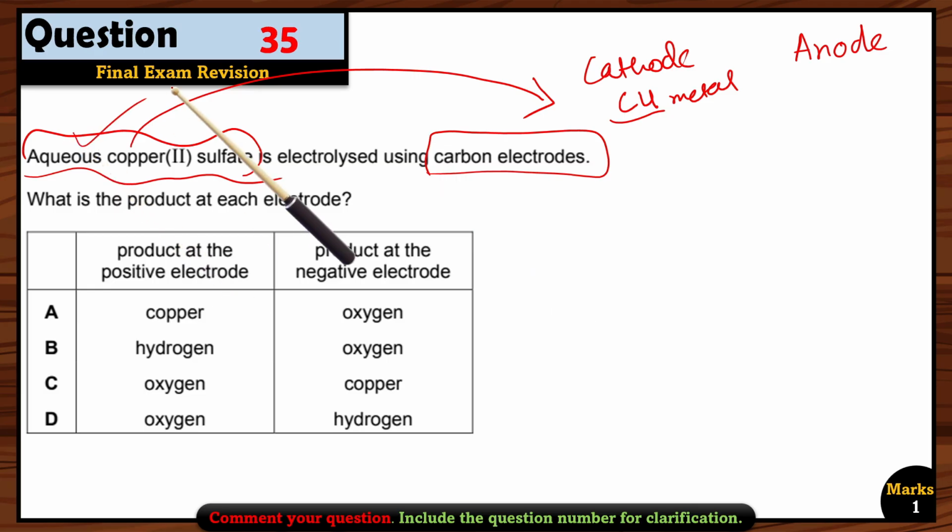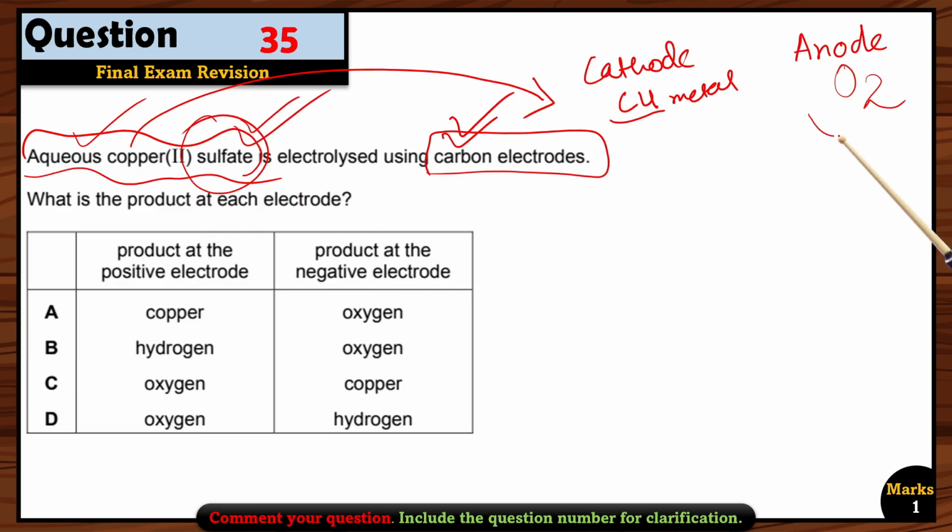Now we have aqueous copper sulfate. So at the anode, you are going to get oxygen. Why oxygen? It is not mentioned whether it is dilute or concentrated. So how did we decide oxygen? Whenever you see the word sulfate with copper, oxygen will be the product at the anode. Even if it is dilute or concentrated, the product will always be oxygen if we have carbon electrodes and the sulfate solution. So you are going to get oxygen at the anode.